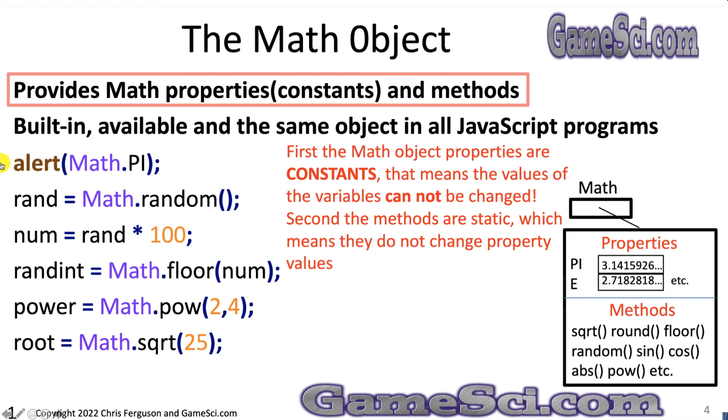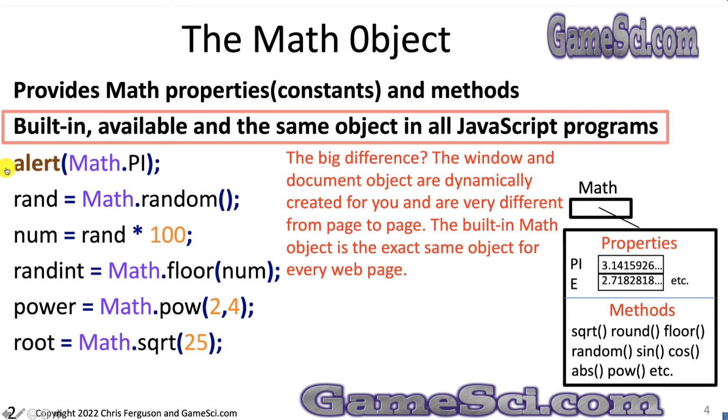First, the math object properties are what we call constants. That means the values of the variables cannot be changed. What's that mean? Second, the methods are static, which means they do not change the property values. It's very, very different than the window or the document object where we're constantly changing the object variables. With the math object, you're not allowed to change the properties.